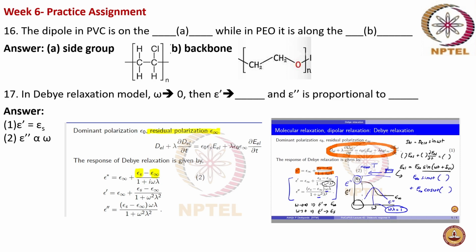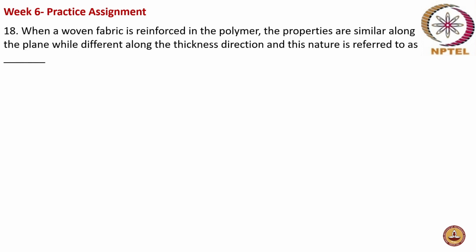Okay. Next question. When a woven fabric is reinforced in the polymer, the properties are similar along the plane while different along the thickness direction. This nature is referred to as dash. When there is a woven fabric reinforced in a polymer, the properties will be isotropic along the plane, whereas in the thickness direction the properties are different. So what is this nature called?